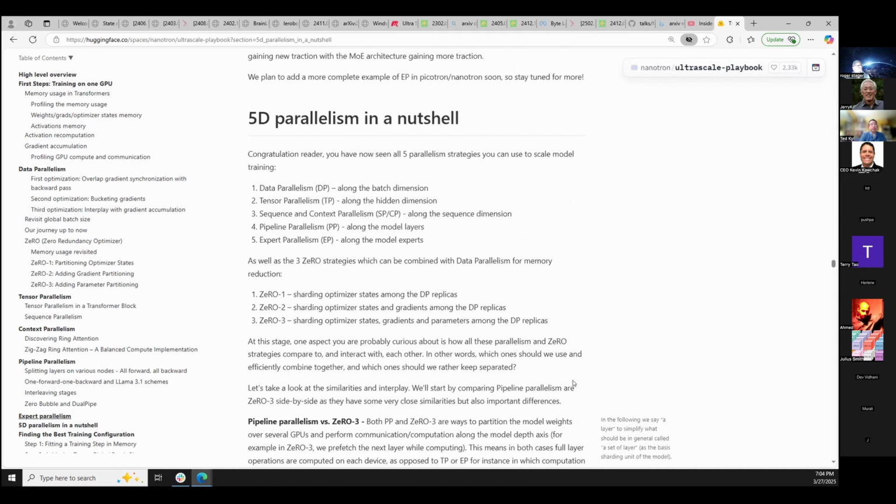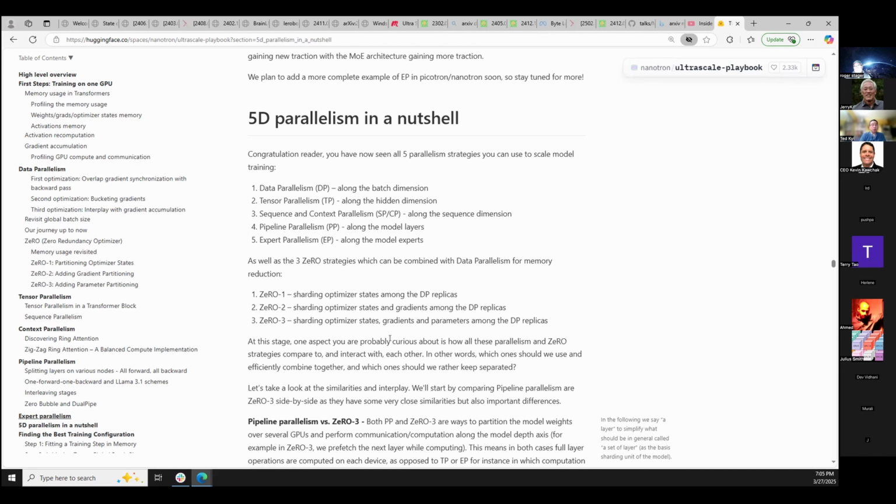All right, so then the article says, in a nutshell, we've got these 5 degrees of parallelism. Like I was saying, data parallelism along the batch dimension, tensor parallelism along the hidden or model dimension, what they called sequence context parallelism along the token sequence length dimension, pipeline parallelism along the model layers, and expert parallelism along experts. And for each, we have levels of do we keep copies on all the GPUs, or do we shard some of the memory we need across the different GPUs?